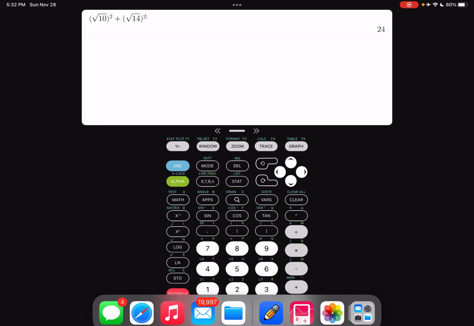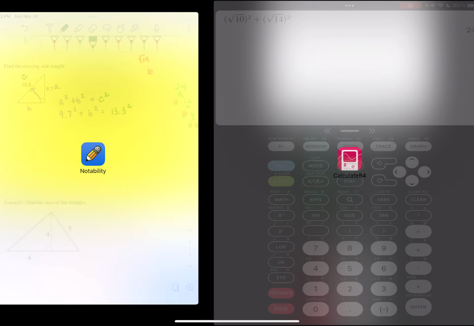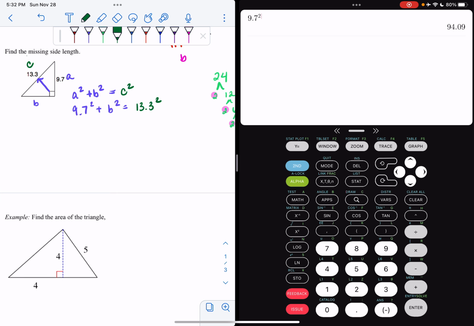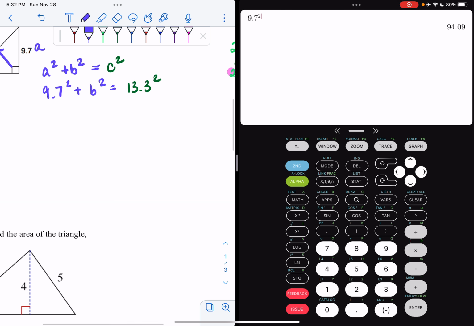Now what I'm going to do is type that into my calculator. So I have 9.7 squared, which is 94.09, plus B squared. Now I do 13.3 squared. And that gives me 176.89.